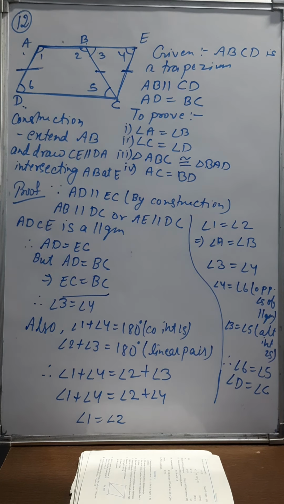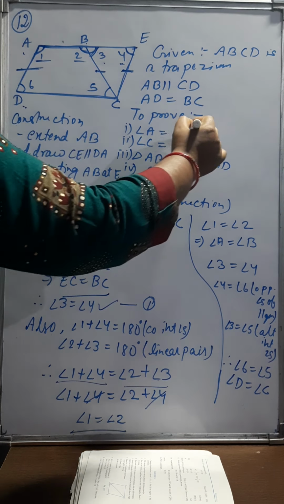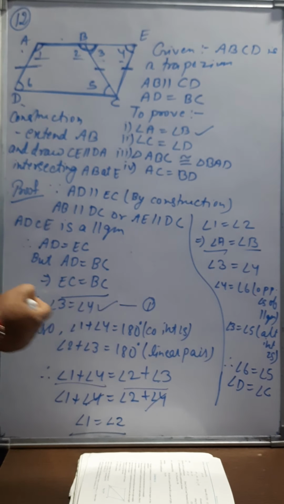Now, angle 1 plus angle 4, will it be 180 degrees? Because AD is parallel to EC, these two angles form co-interior angles. So 1 plus 4 is equal to 180 degrees. Angle 2 plus 3 will also be 180 degrees, as both are a linear pair. So we can write angle 1 plus 4 will be equal to angle 2 plus 3. Since 3 is equal to 4, this angle 3 we can replace by angle 4. Both sides we can cancel angle 4. So we are left with angle 1 is equal to 2. If angle 1 is equal to 2, the first part is proved, that angle A is equal to angle B.